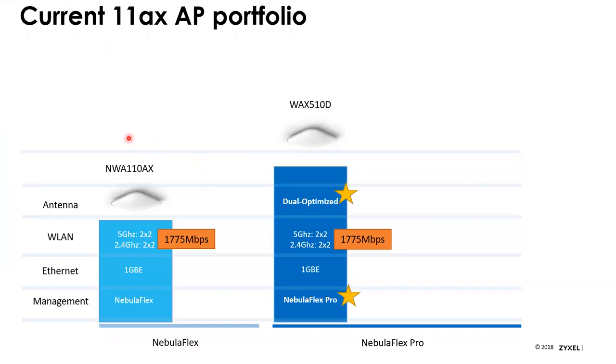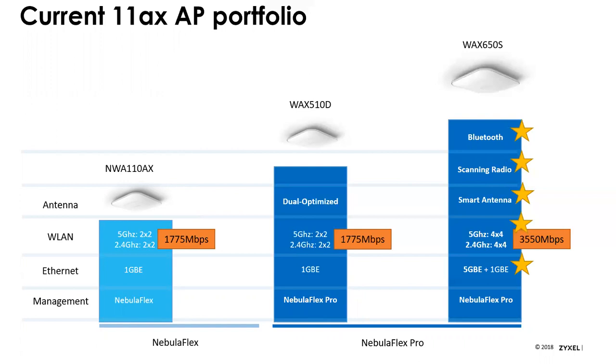So just to highlight here, differences between the NWA110AX and the WAX510D. As you go up here, you get the dual optimized antenna, and you go from NebulaFlex to NebulaFlex Pro. So you get the 1 year of Nebula Pro Pack, and you also get the ability to be managed via a controller. Then if we go up to the WAX650S from the 510D, you're getting dedicated BLE support, a dedicated scanning radio, smart antenna technology, double the spatial streams, and 5 gigabit Ethernet backhaul.